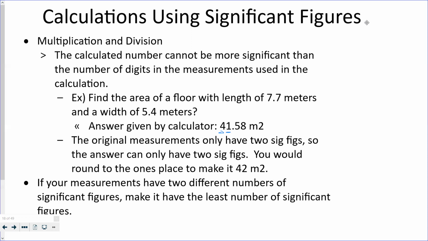Whichever one of your original numbers has the least number of significant figures, that's how many significant figures your answer should have. So if the two measurements have different numbers of significant figures, it should have the least number. If one number has 2 significant figures and the other has 3, your answer can only have 2. It's whatever is the least number of significant figures.